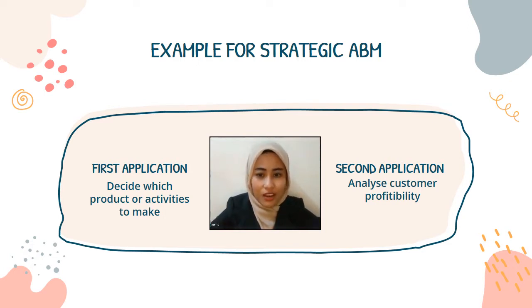The other danger is that if the business stops producing the loss-making product, the cost of production would incur more. The second application for strategic activity-based management is analyzing customer profitability. Here the management can analyze the profit or loss generated by each customer so that they will know which customer brings more profit to their organization. Then they will focus more on them.